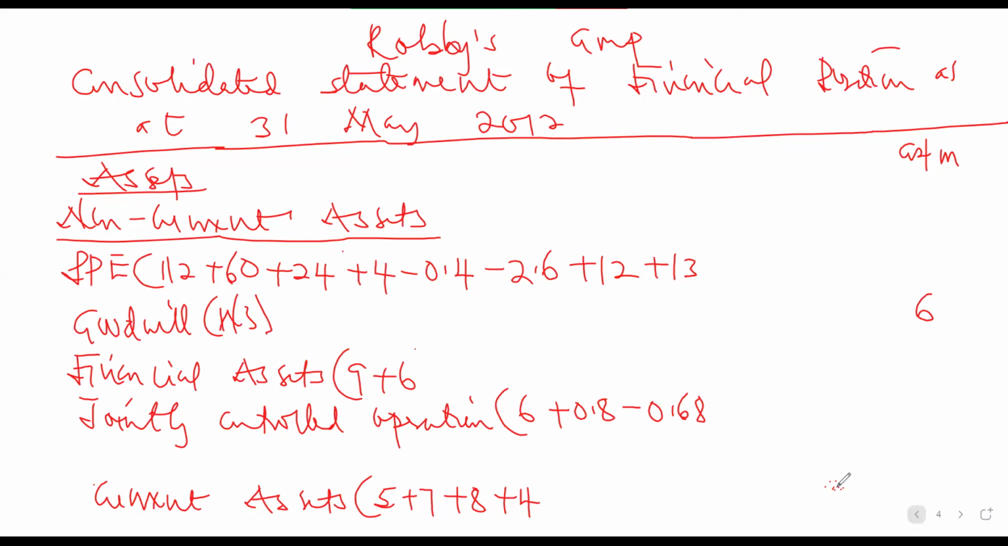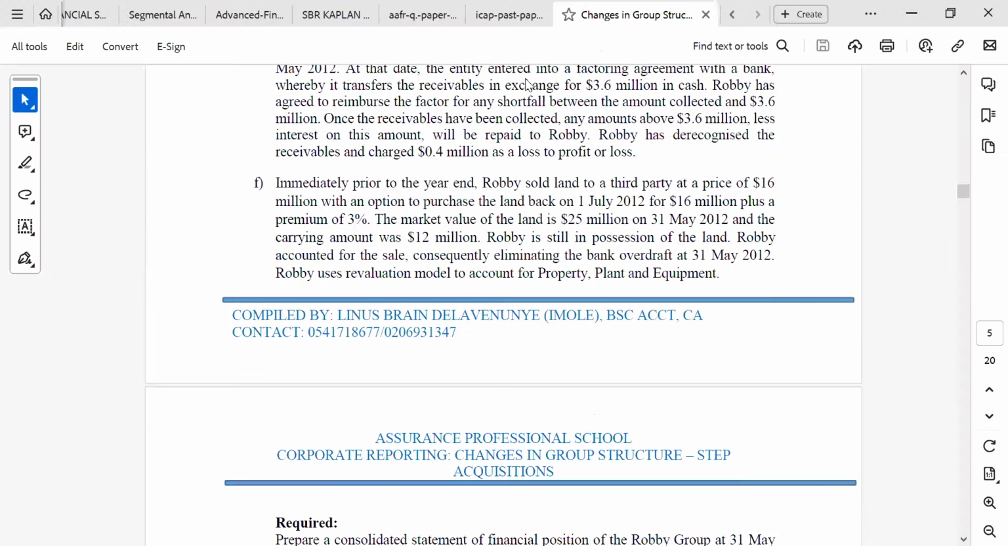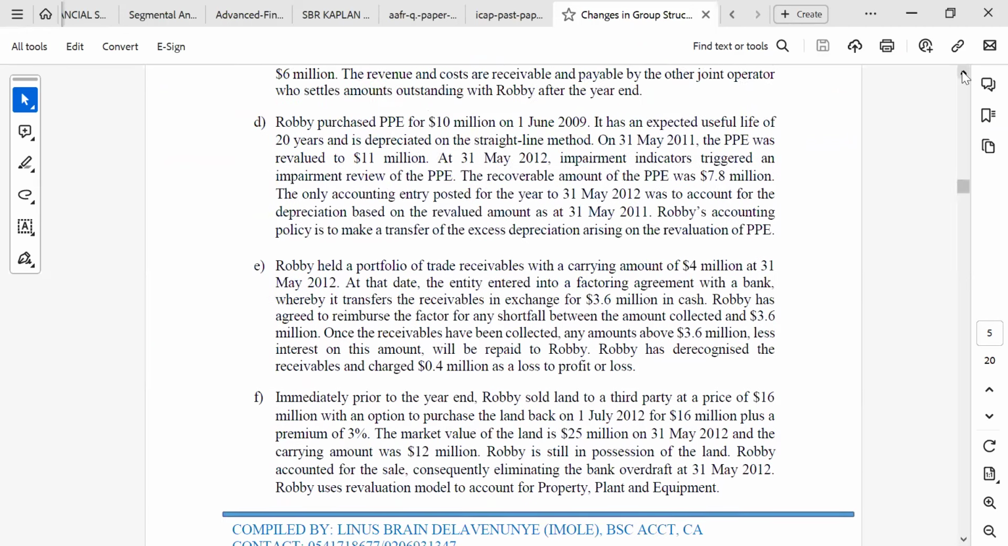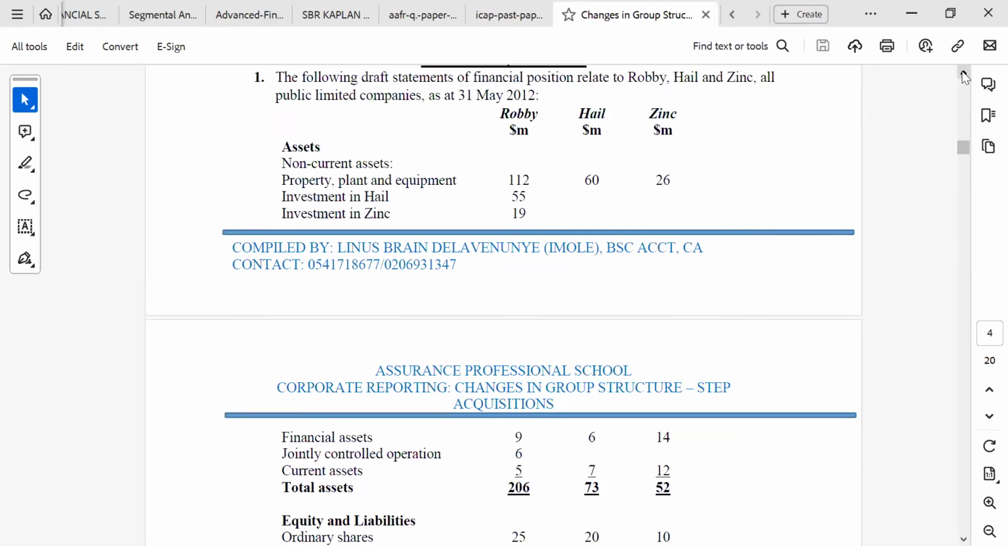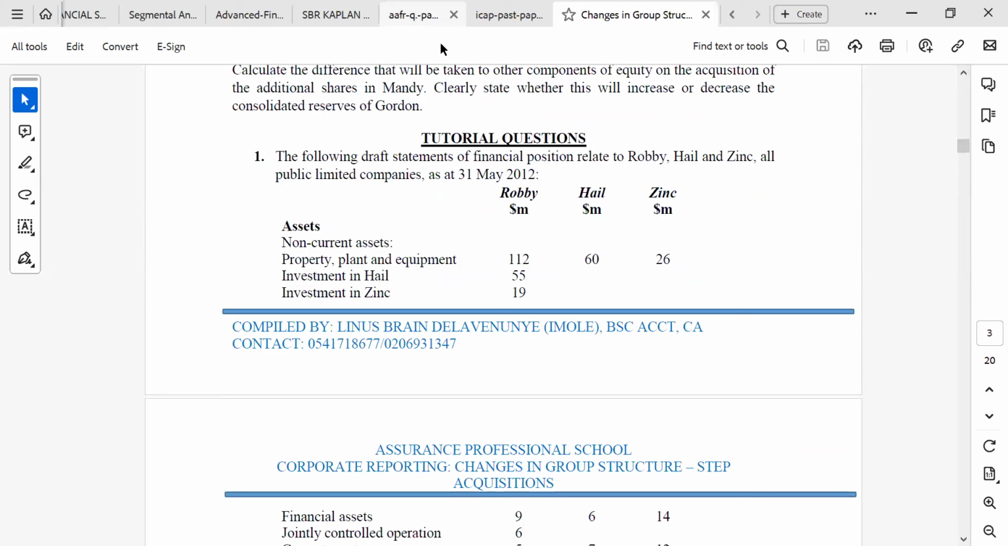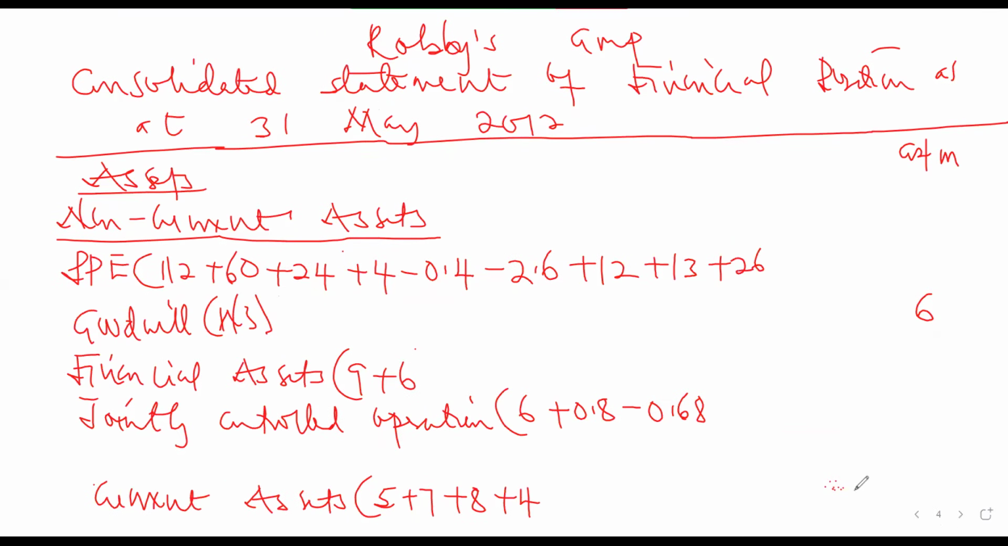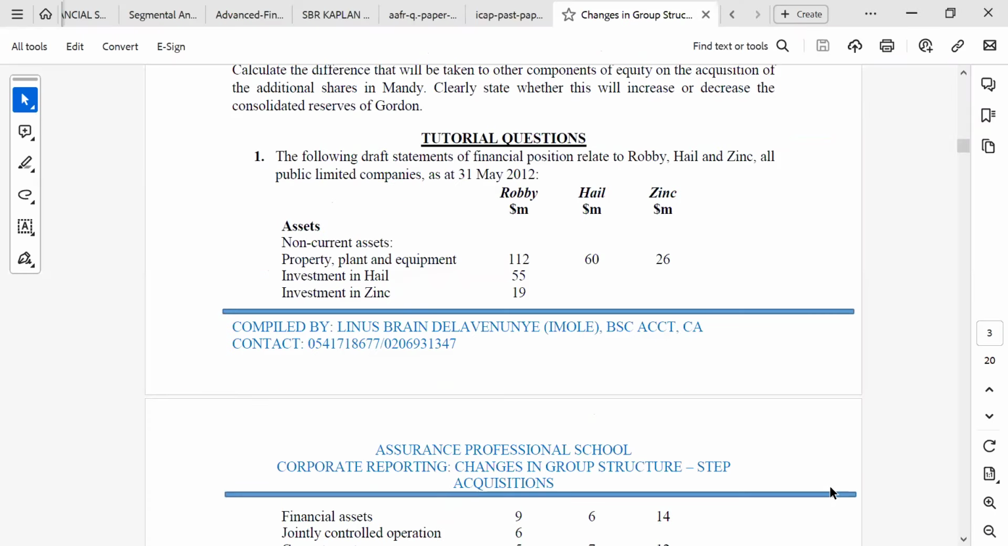So financial assets. Hey, we didn't add the Zinc figures. See, won't the impairment affect the goodwill? No, there is no impairment on goodwill. The impairment is relating to only the assets. Please, we didn't add the values for Zinc. So property, plant, and equipment will be 26. So that will be 26 for them. What is their financial asset for Zinc? Their financial assets is 14. So we have the 14 here.